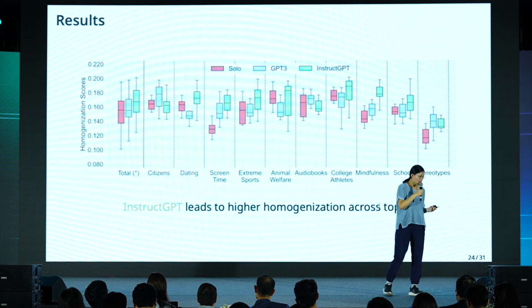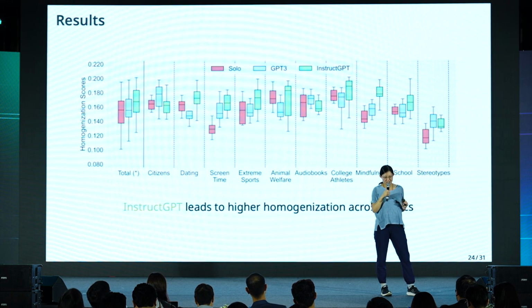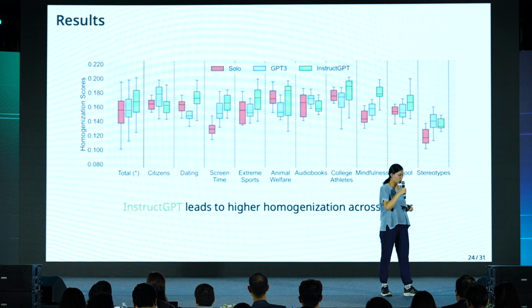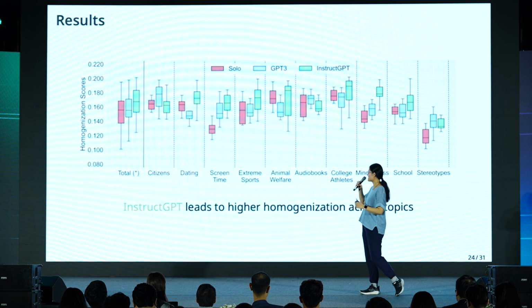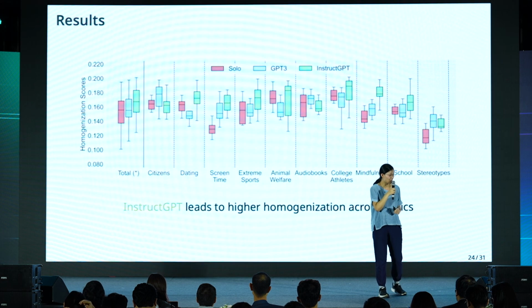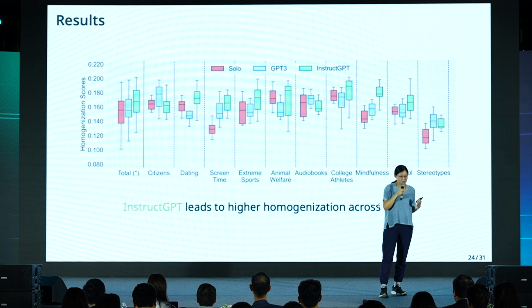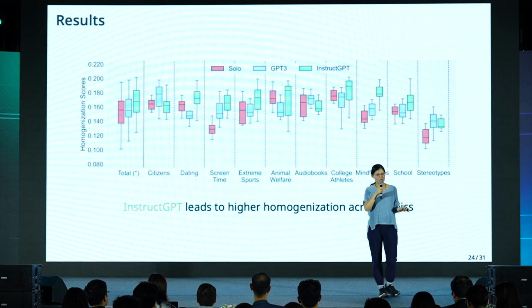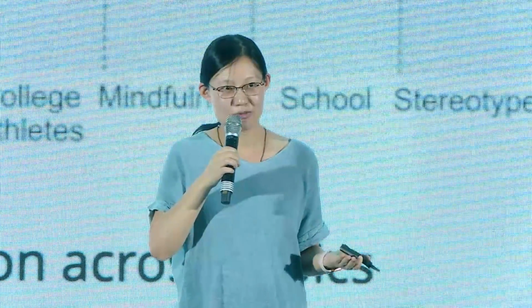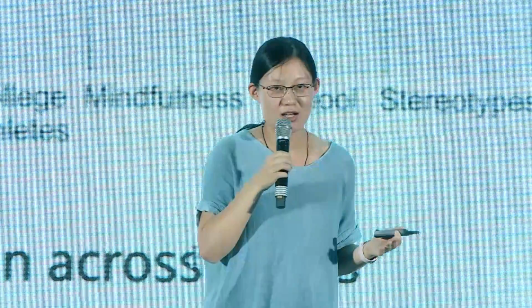And here, we show the homogenization score across different topics in different setups. We can just focus on the leftmost column where the score is averaged over different topics. Interestingly, we see that when users are writing with the base language model GPT-3, there's no significant change compared to when they're writing alone. However, when the user starts to write with instructed GPT, the aligned language model, it improves the homogenization or similarity between two people's writing.